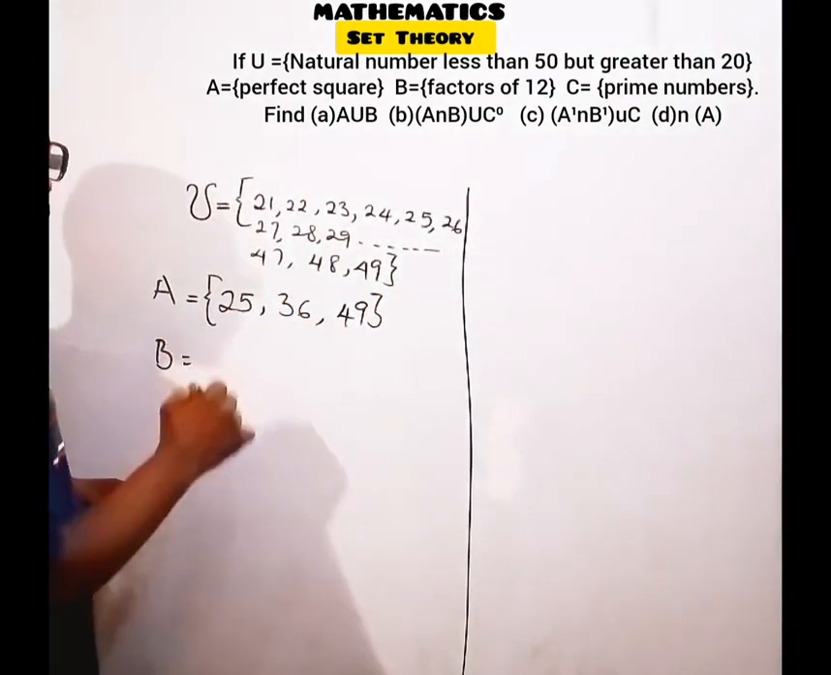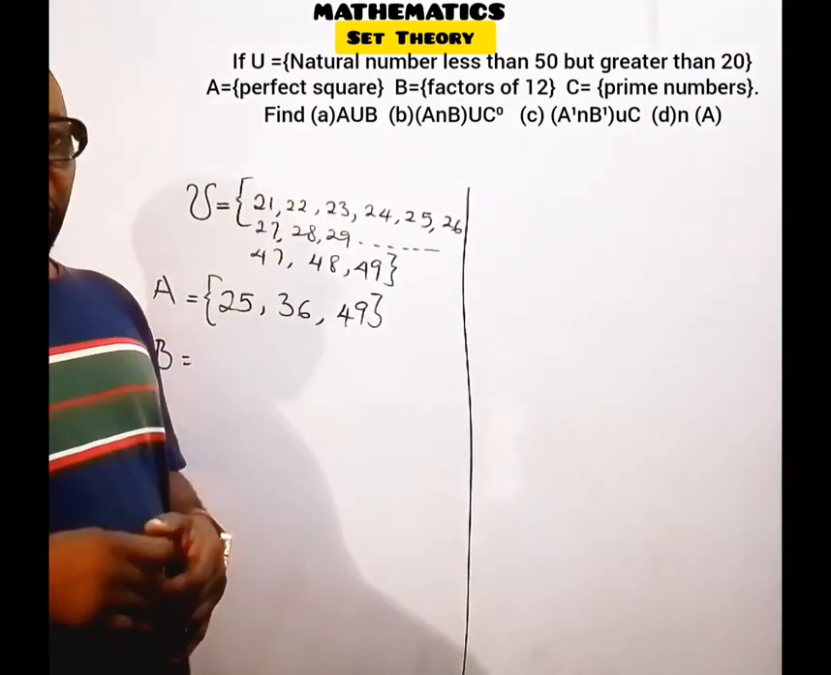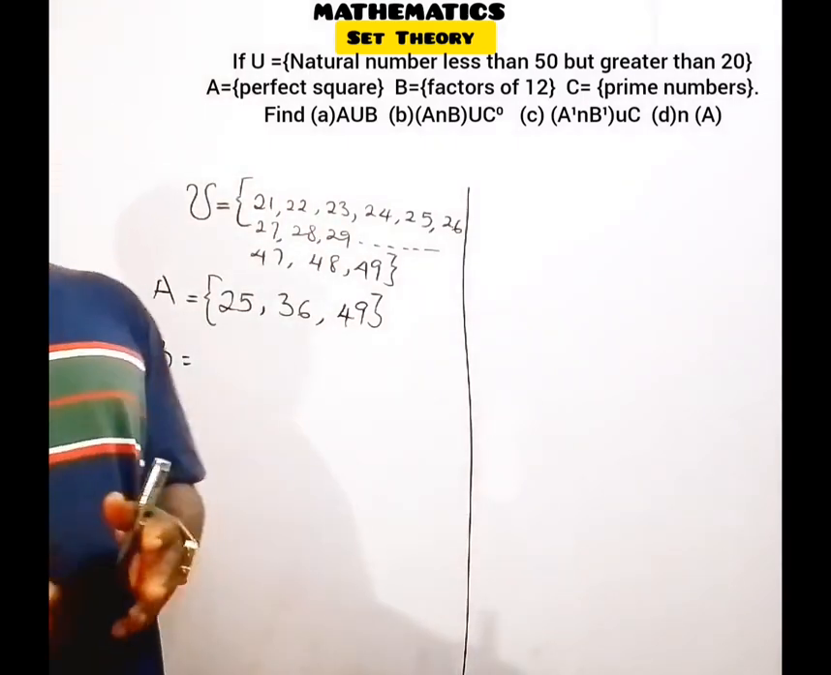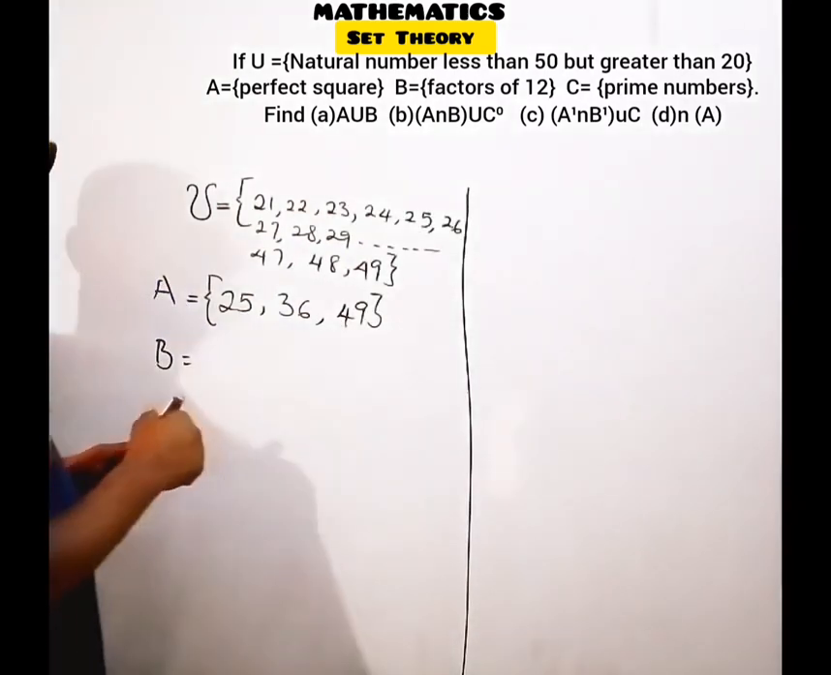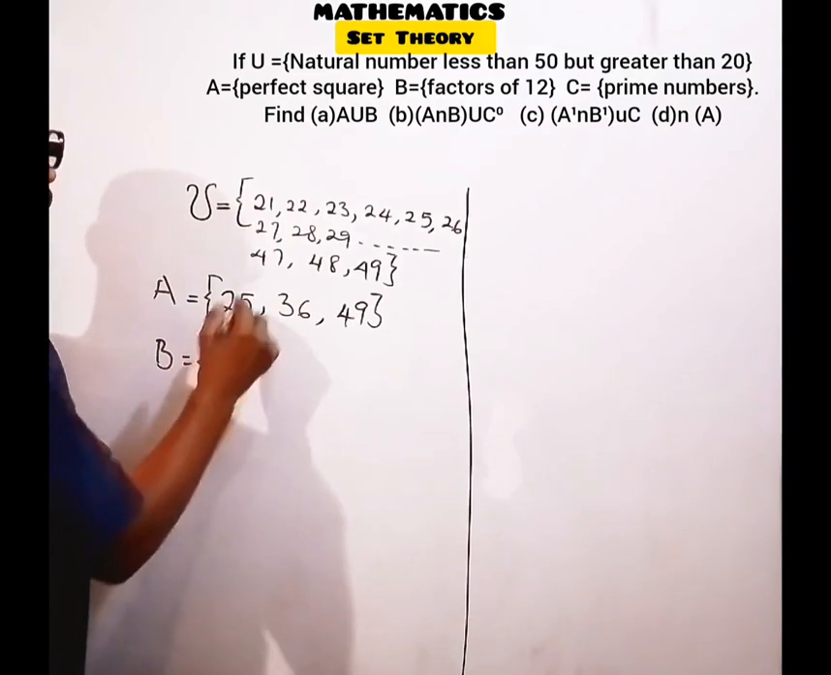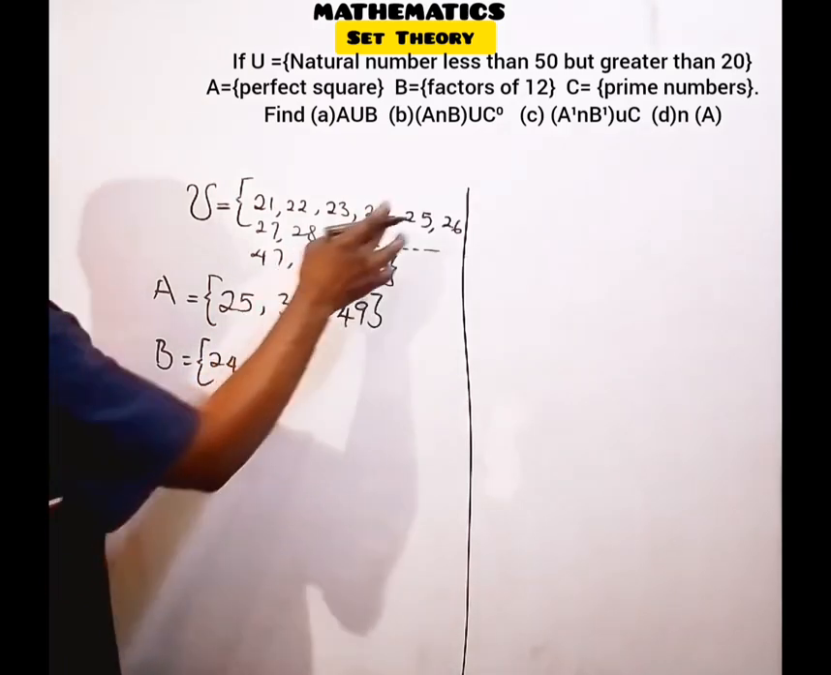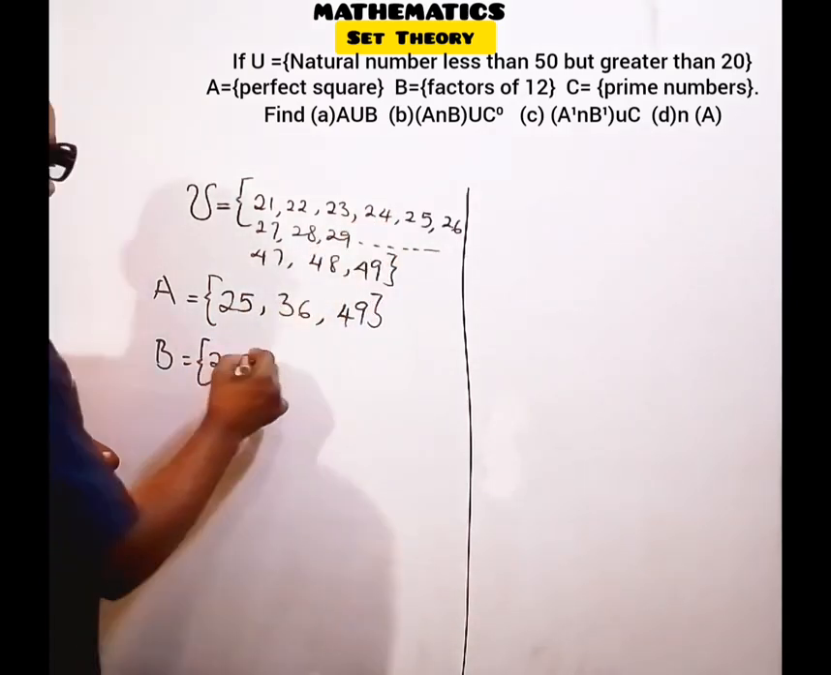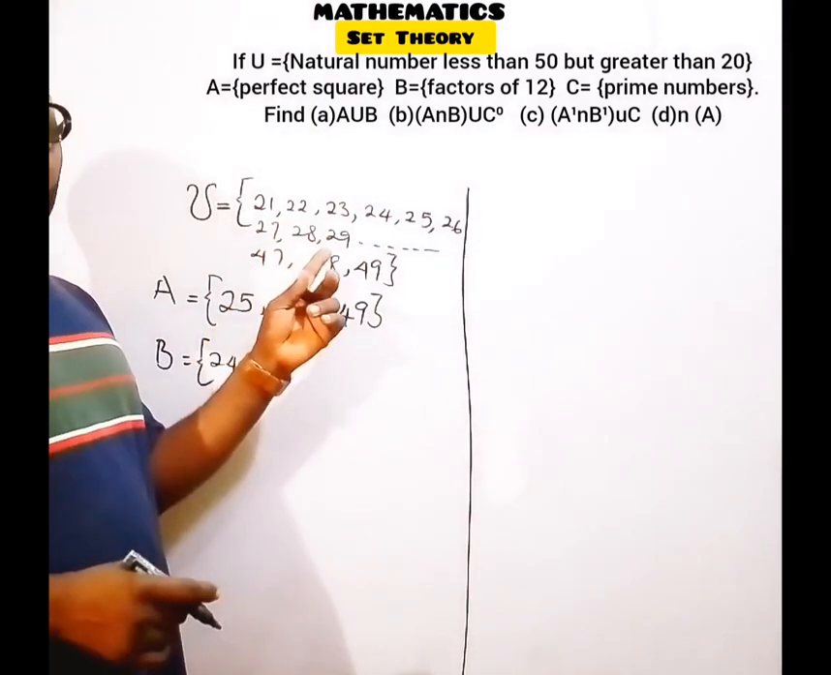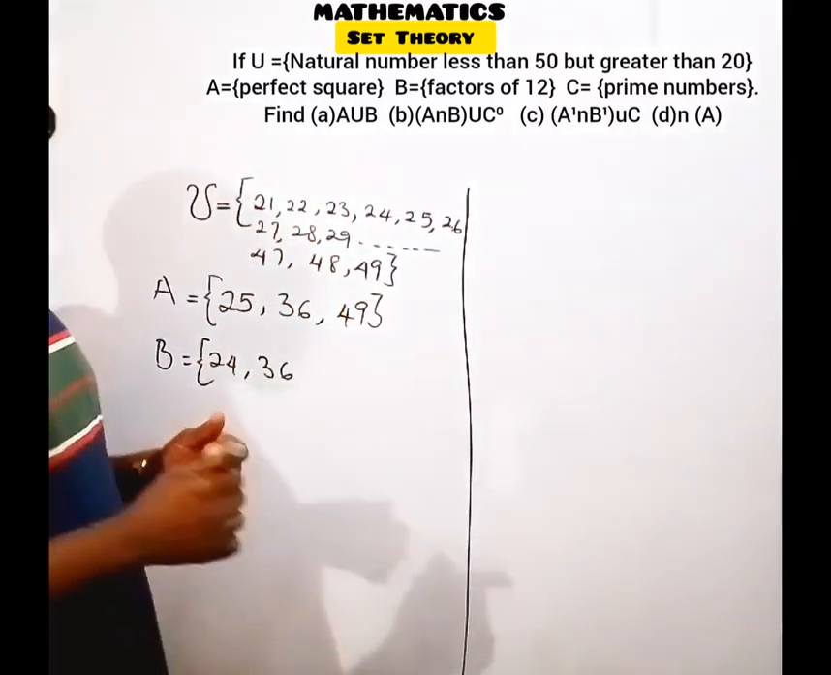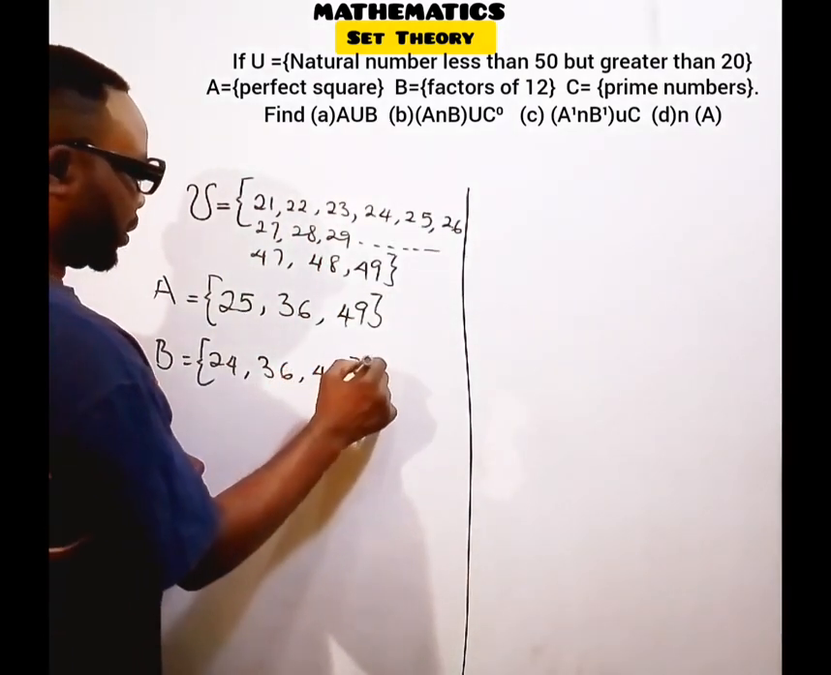Then the value of B, which is said to be the factors of 12. Factors of 12 are those numbers that when they divide 12, are going to give us a whole number. Now, the factors of 12 here can be 24. So when you divide 24 by 12, you are going to have 2. You can have 36. When you divide 36 by 12, you are going to have a whole number. You can also have 48. Those are factors of 12.